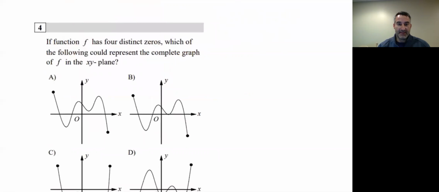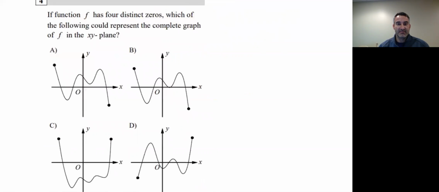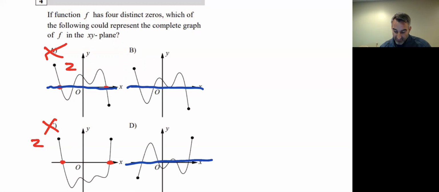Okay, another one, here we go. If F has 4 distinct zeros, all right, 4 distinct zeros. This has 2, so it can't be A. This has 2, can't be C. Now, there's some imaginary in both of those, but the distinct values, 4. So you're just looking, how many times does it cross the axis? How many times does it cross the blue lines? You're looking for 4. That's how you do that.